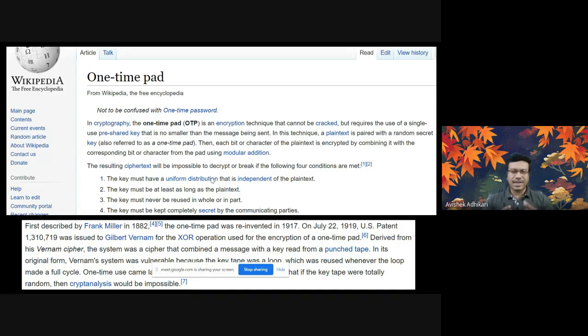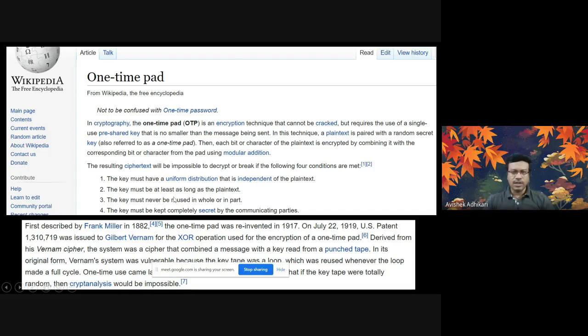If it has n elements, then the probability of occurring some of this element will be exactly 1/n, and that should be independent of the plain text. That means plain text might have some probability distribution, but the distribution of the plain text as well as the distribution of the key space should be independent.